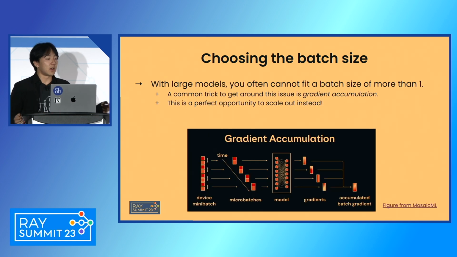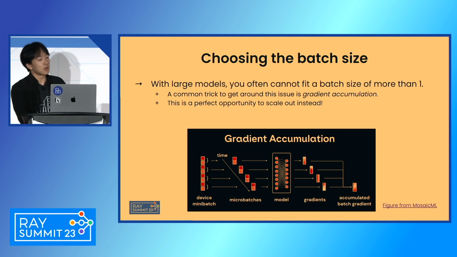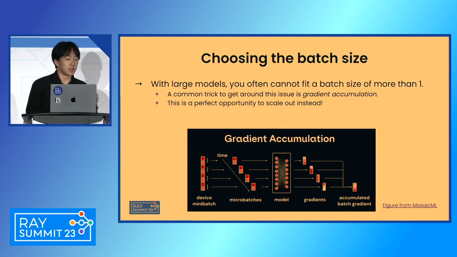With large models, you often cannot fit a batch size of more than 1 onto your GPU. A common trick here is that people will use gradient accumulation to get around this. They simulate a larger batch size by delaying the backward step. This is actually a perfect opportunity to scale out instead. Rather than doing this trick, which incurs a time penalty, a speed of training penalty, we would rather scale out and increase the effective batch size by having more workers and more worker nodes.